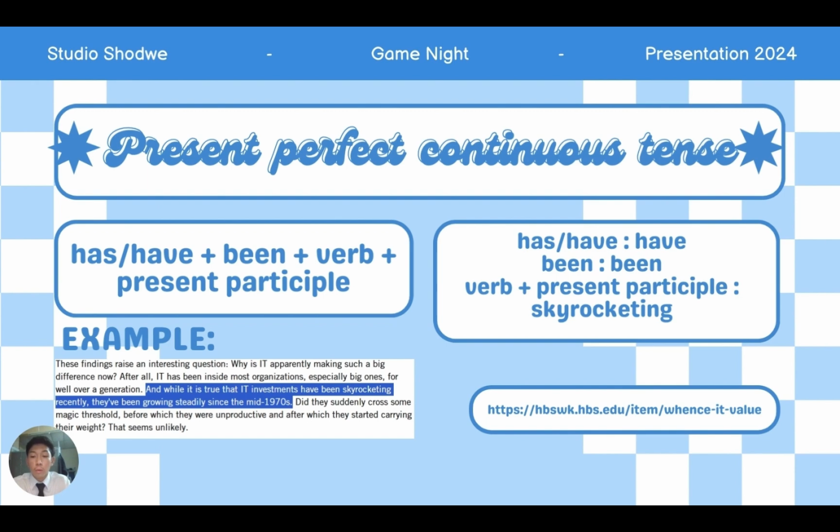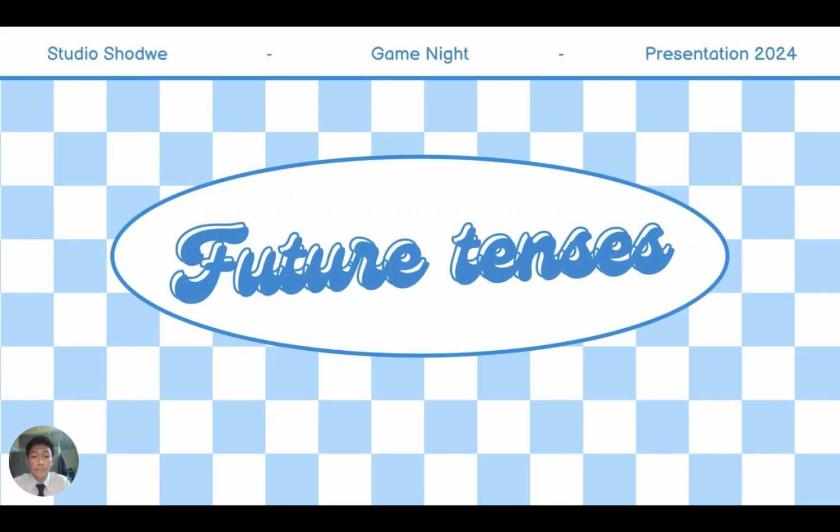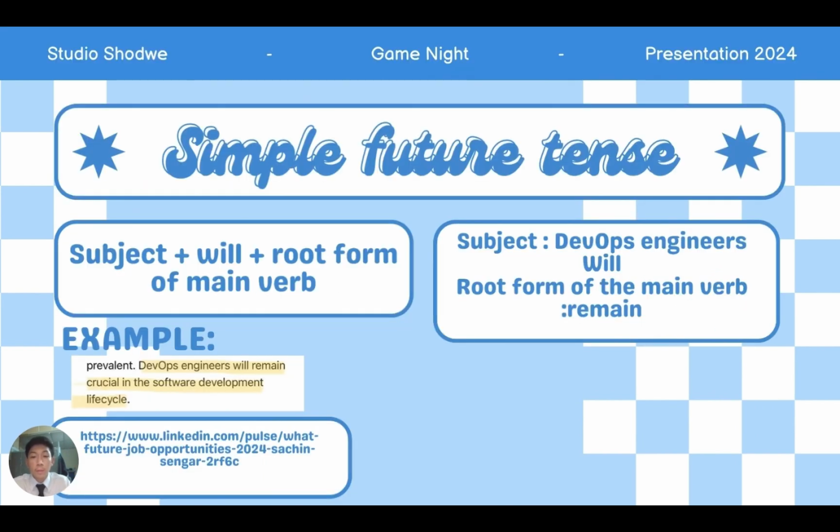Next, we'll move on to future tense. First one, simple future tense. Simple future tense is used when an action takes place in the future. The formula for simple future tense is subject plus will plus root form of main verb.